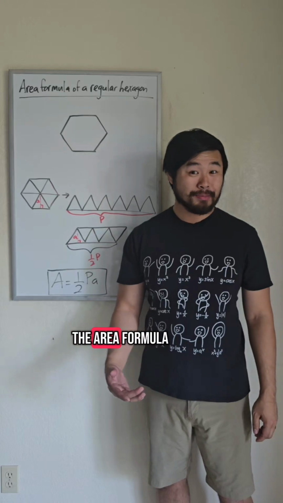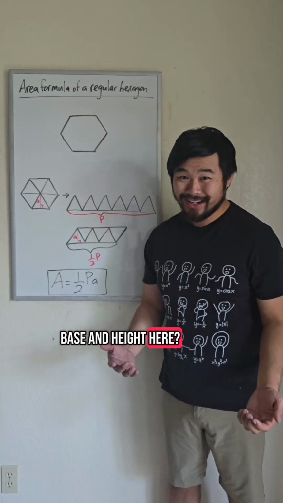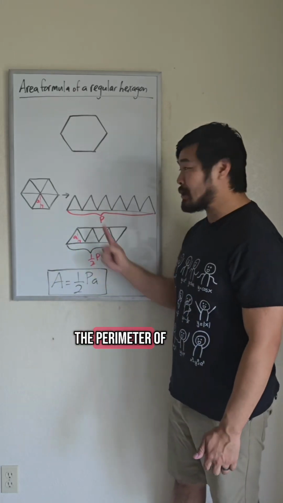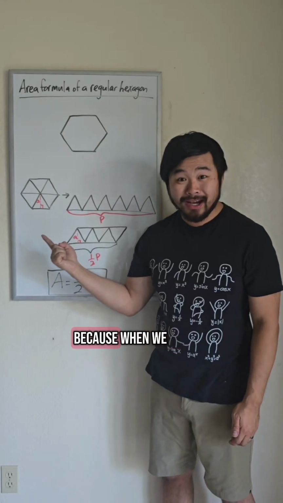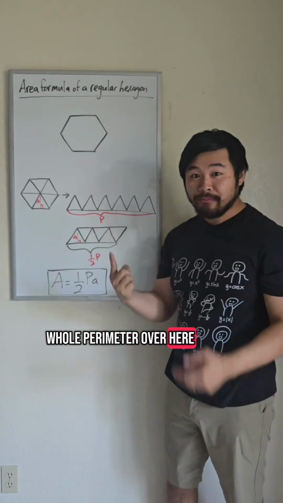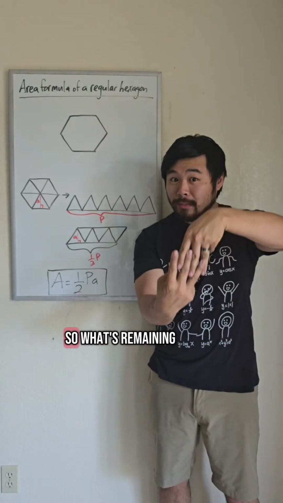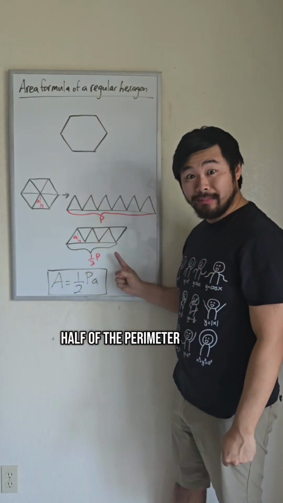Now we know the area formula of a parallelogram is base times height. So what's the base and height here? Well, the base is half of the perimeter of the regular hexagon, because when we let these triangles unravel, we get the whole perimeter over here, but we grabbed half of the triangles to put them upside down. So what's remaining is the other half of the perimeter.